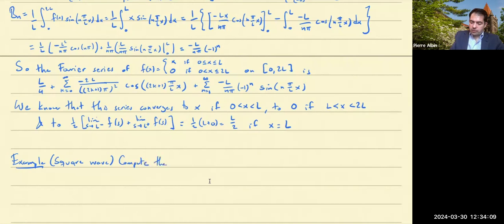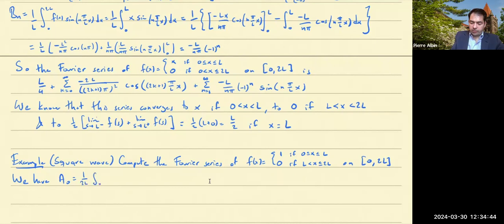So let's compute the Fourier series of f of x given by 1 if x is between 0 and L, and 0 if x is between L and 2L, on the interval 0 to 2L. Okay, so we compute the coefficients. A0 would be 1 over 2L times the integral from 0 to 2L of f of x dx.